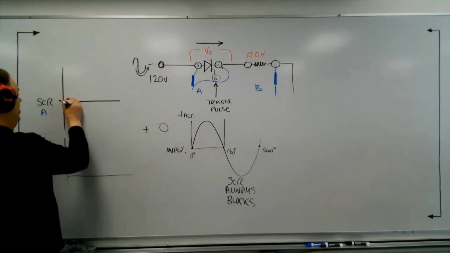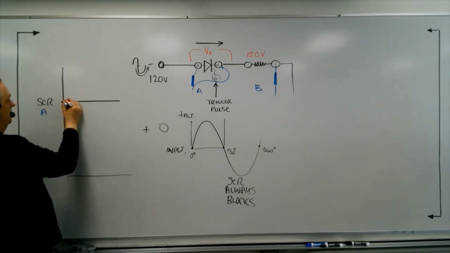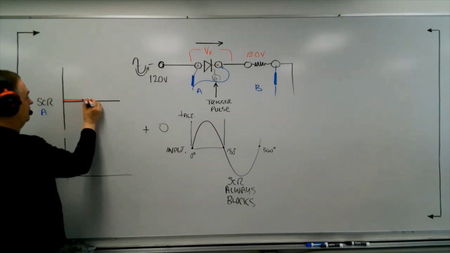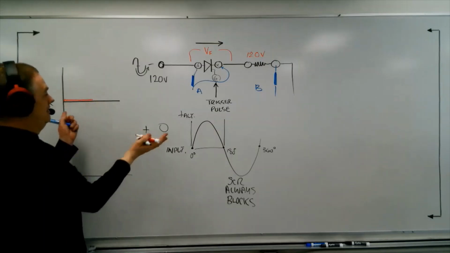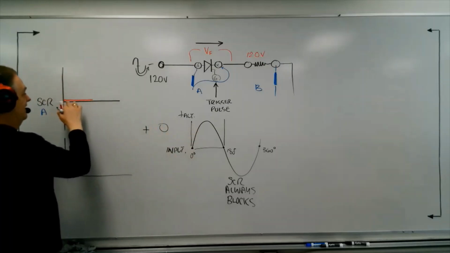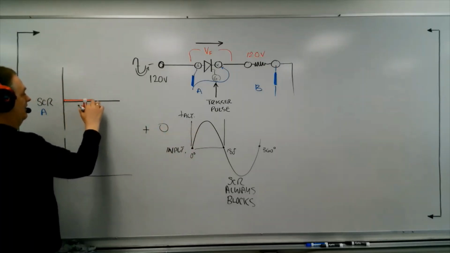So that means that the SCR really does this. It might block like this. It starts to block a little bit, and then it just goes like this. Now, when the SCR is closed, we don't see any waveform because what's happening is it's allowing conduction. And so we don't actually see the waveform because it's allowing the conduction to happen.